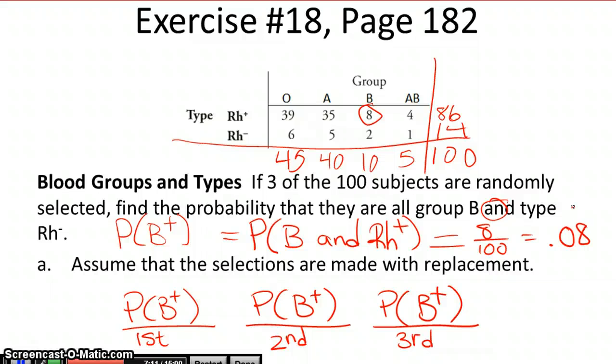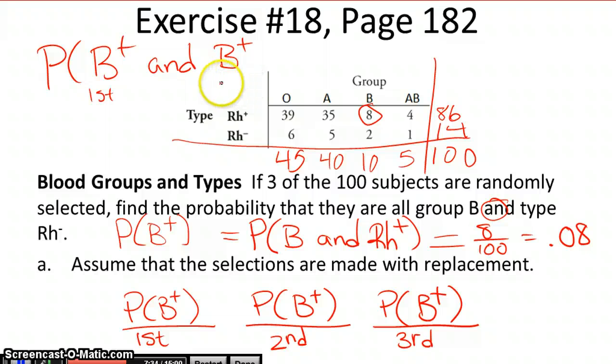Now, given these 3 probabilities, if we want to know what's the probability that all 3 people have B positive blood, that's to say we're interested in calculating the probability that the first person has B positive blood, and at the same time the second person has B positive blood, and that the third person has B positive blood.